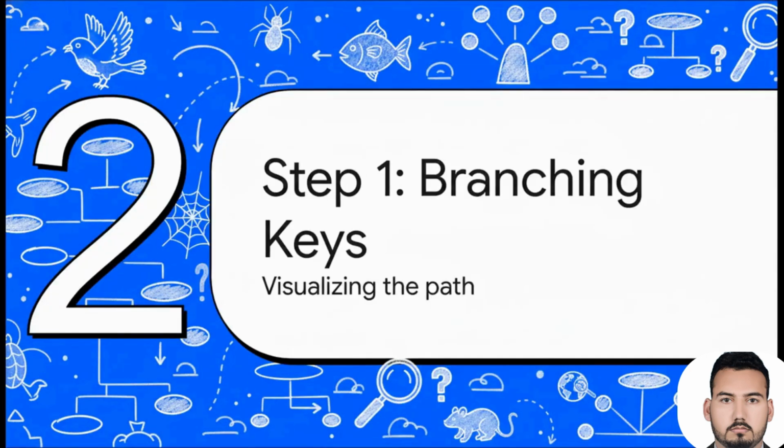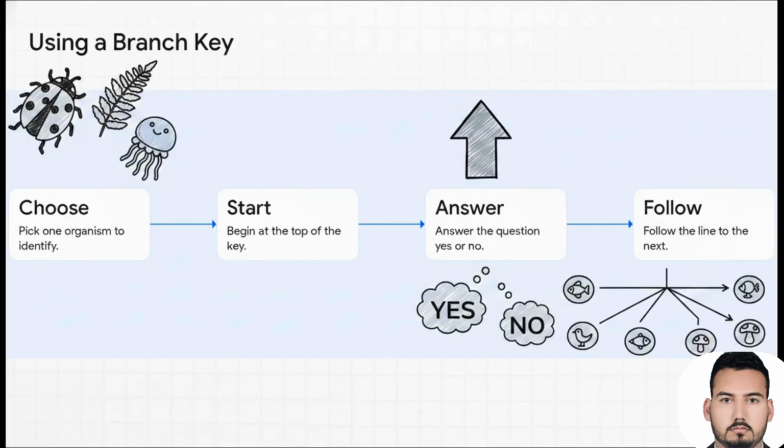Moving on to part 2. Step 1. Branching keys and how to visualize the path. Let's look at how to actually read these biological maps visually. Here are the literal mechanics of using a branching key. It boils down to 4 incredibly simple, actionable steps.